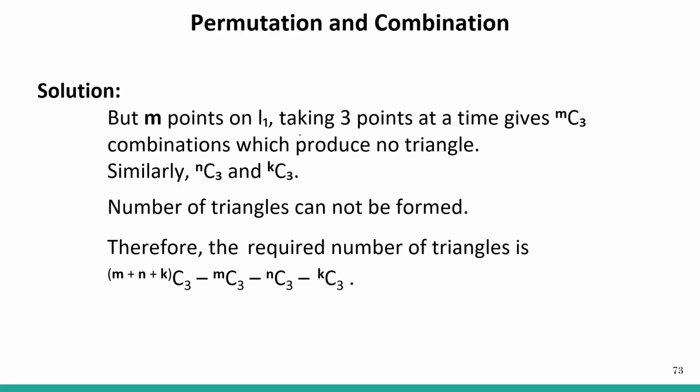So m points on L1 taken 3 at a time gives mC3, and similarly nC3 and kC3 for the other lines. So these triangles cannot be formed. Therefore the required number of triangles is (m+n+k)C3 minus mC3 minus nC3 minus kC3.